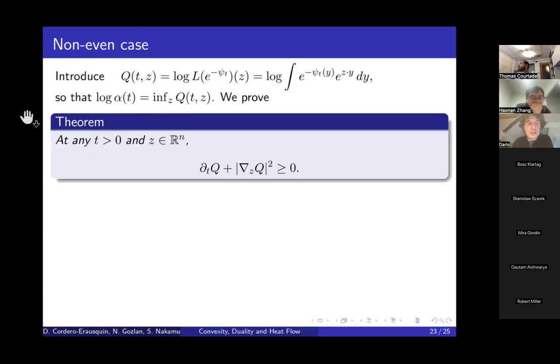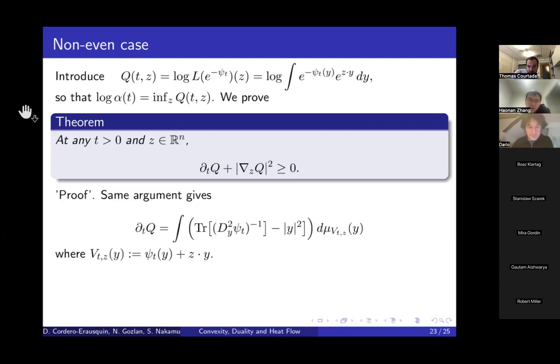And you have, I think, a rather nice property, which is a bit like the Hamilton-Jacobi inequality: the derivative in time of q plus the gradient in space of q, to the square of the norm, is non-negative. So let me give you very quickly the argument.